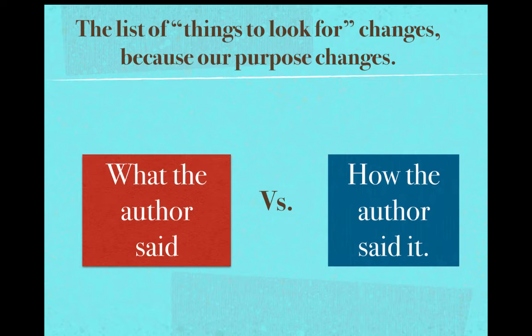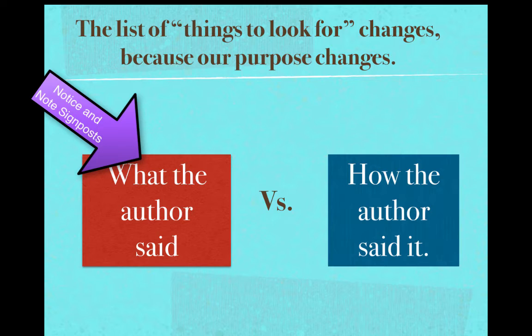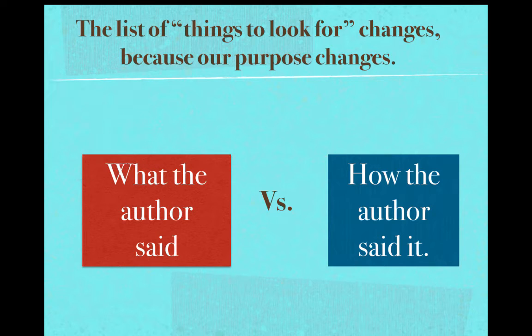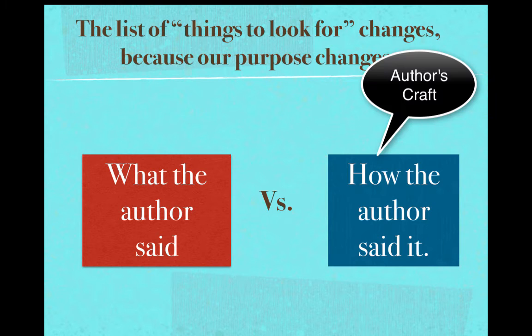So when we read that second close reading for what the author said, we looked for notice and note. We looked for aha moments. We looked for tough questions. We looked for contrasts and contradictions. They were meant to answer the question, what? But now, because our purpose is to answer the question, how, we're going to look for different things. We're going to look for those elements that make up the author's craft, or how well the author writes something.